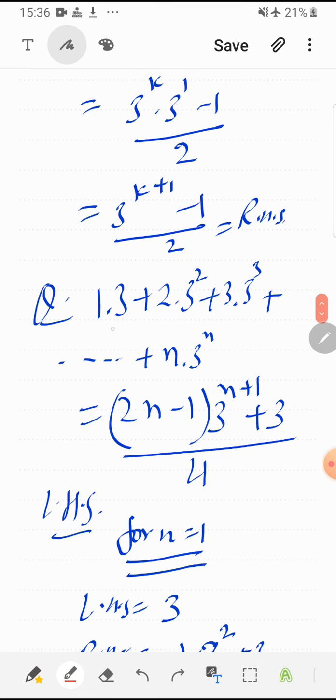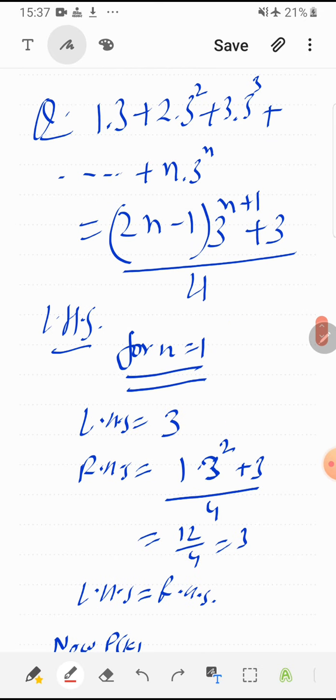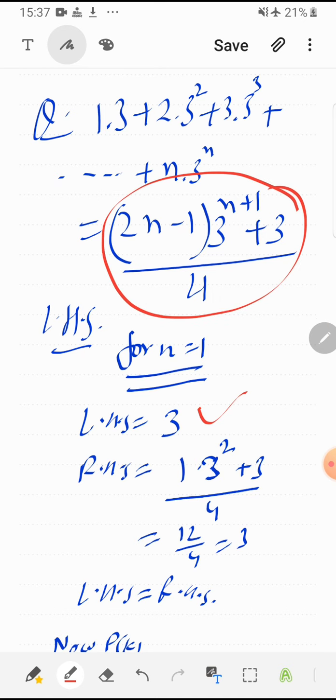Next question is 1 into 3 plus 2 into 3 square plus 3 into 3 cube up to so on n into 3 raised to the power n is equal to (2n minus 1) whole multiplied with 3 raised to the power n plus 1, plus 3, whole upon 4. Now for n is equal to 1, the left hand side is 1 into 3, which is 3. And in the right hand side I am putting n is equal to 1 here, so it reduces to 3 again. So LHS is equal to RHS and the result is true.